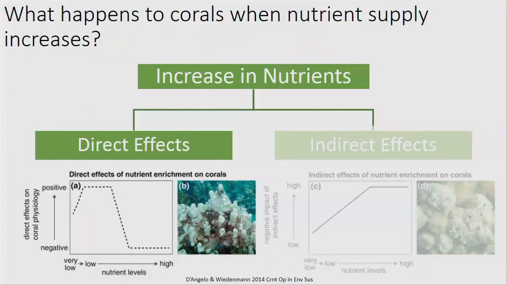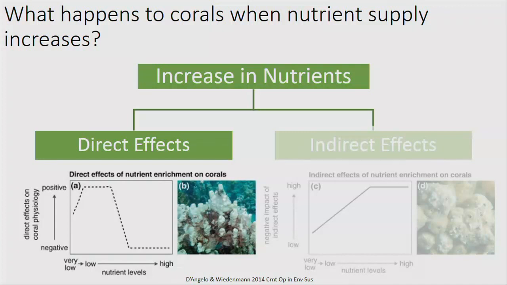So the corals need some nutrients. Okay, so if there's no nutrients, the corals will not be able to grow. Nothing will be able to grow. Everything will be completely dead. Okay, so if you have a very small amount of nutrients and you increase the nutrient concentration, so this is a graph showing increasing nutrient concentration, and this is basically coral happiness on the vertical axis.